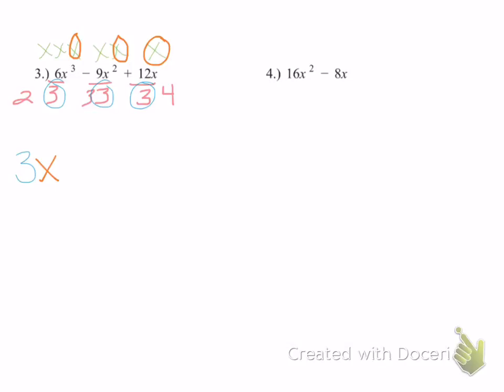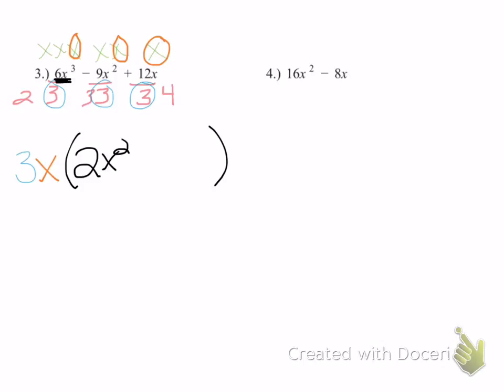But next we've got to figure out what's left over. So we're taking out a 3x. We've got to see what's left over. So 6 divided by 3 gives us 2. But we're not done because we also have to look at the variables. We have 3 x's to start with, but we take out one of them, so we have x squared left over. So there's our first term, done.